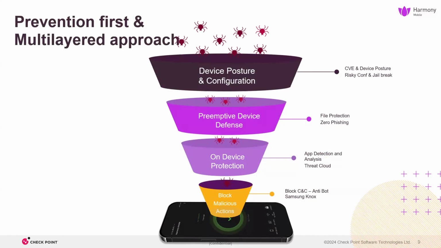Then we have on-device protection, even if a threat manages to make it all the way through. Those first two layers will make sure that it's not activated. We have detection on those apps and analysis based on our threat cloud. Any app or file will not be allowed to be installed or executed. And then lastly, any actions that are found to be malicious that are happening on the device, we're able to stop, such as command and control servers or any sort of bot trying to take action, without your knowledge.